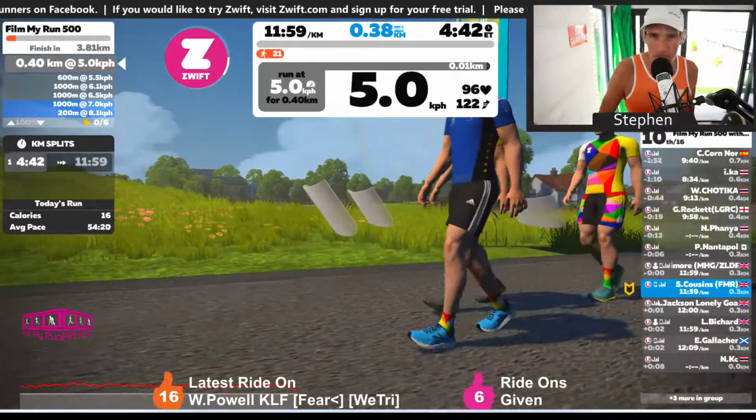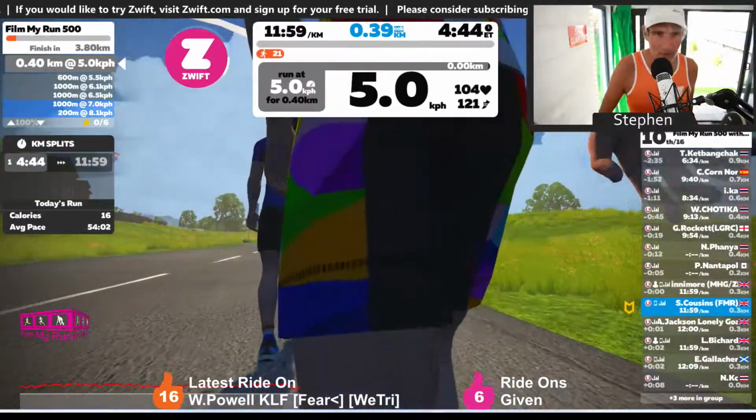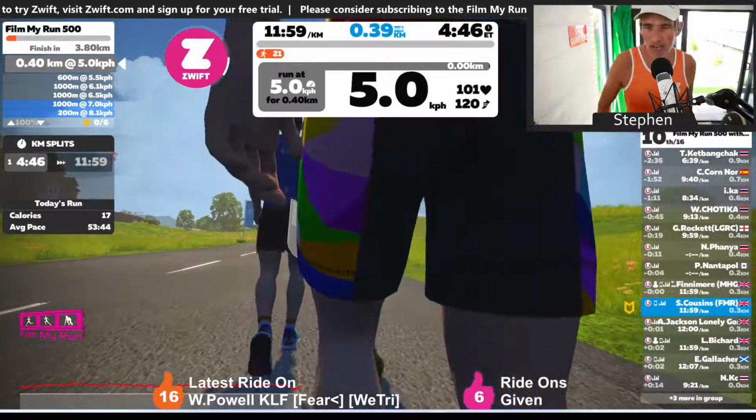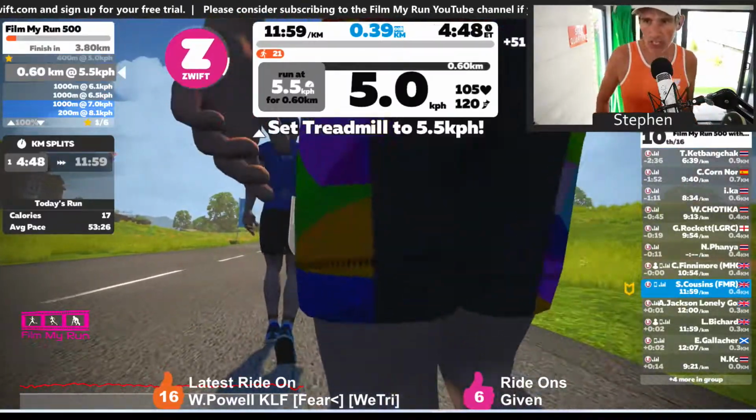So 5.5 kilometres per hour now as we go under the arch, and we will start gently jogging.